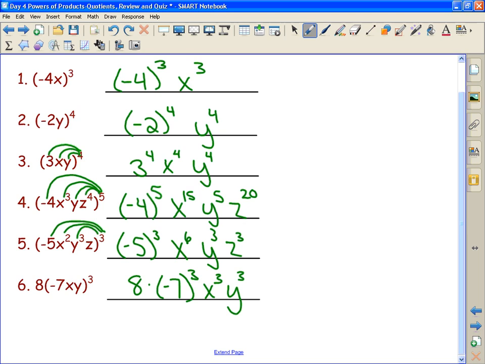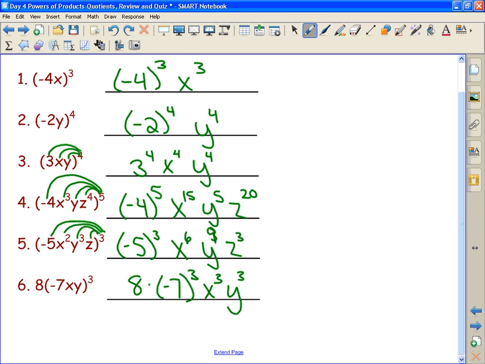Y to the 3 times 3 gives us y to the 9th power. I made a little mistake there. And then 3 to the z gives us z to the 3rd power. So, okay, that would be number 5.